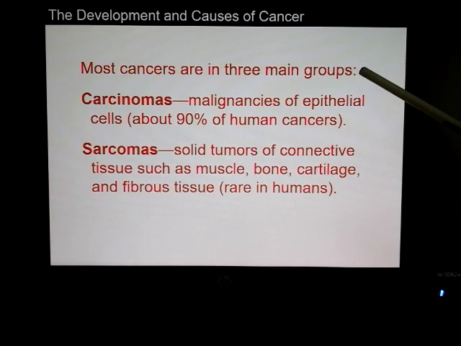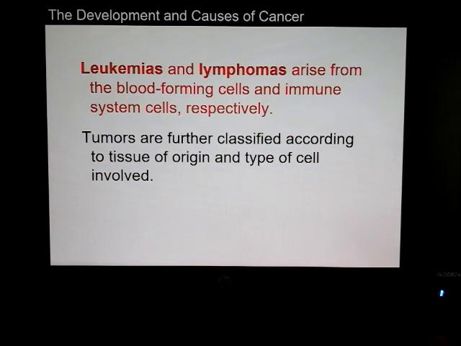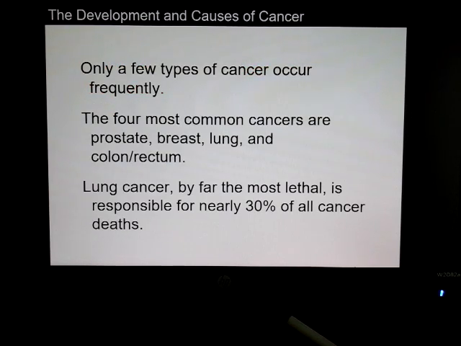Most cancers are in three main groups. The first group is carcinoma. That's when you have malignancies of epithelial cells. That's about 90% of human cancers. Sarcomas are solid tumors of connective tissue such as muscle, bone, cartilage, and fibrous tissue, and they're more rare in humans. Leukemias and lymphomas, they arise from blood-forming cells and your immune system cells, respectively. So tumors are further classified according to the tissue of origin and the type of cell involved.